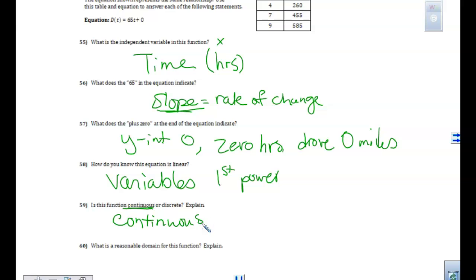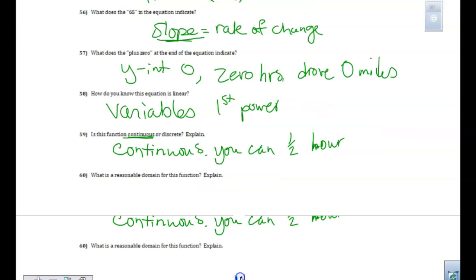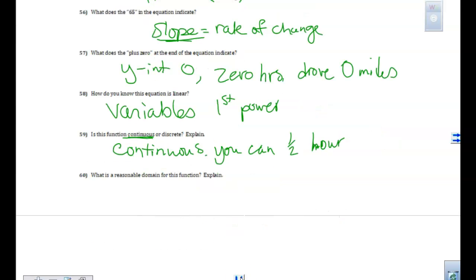And again, if I was explaining it, I'm going to say something like you can drive half of a mile. Or half of an hour, excuse me. Or you can drive a fraction of an hour. Okay, domain and range. Domain is always dealing with our x's, right? Range is always dealing with my y's.